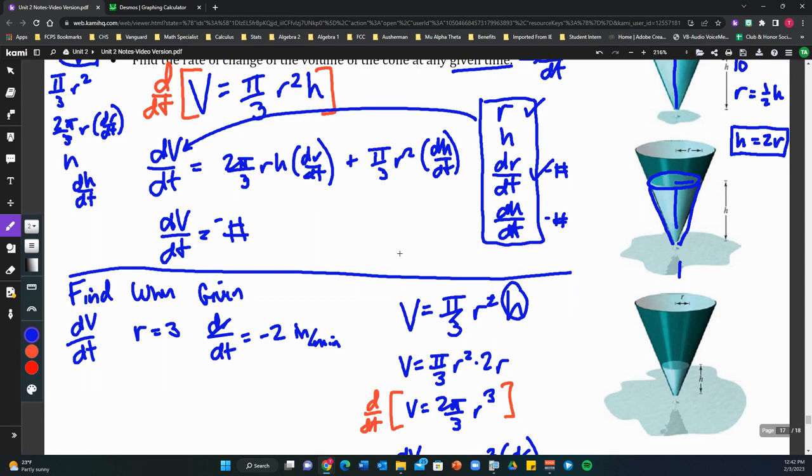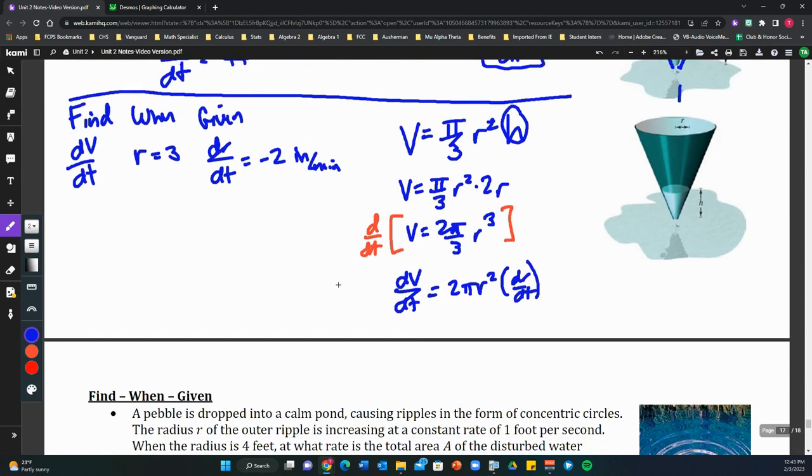There's not really any other shape that we work with that deals with this. So this is special only for these cone problems. But now I have an equation that has an R value that I can substitute in and a dR/dt value. So sometimes when we're doing these, you just have to make sure that we have everything that we need so we can do our substitutions, okay?